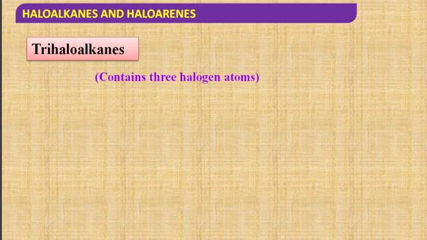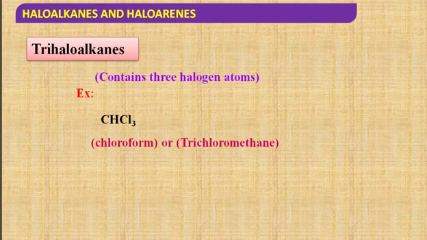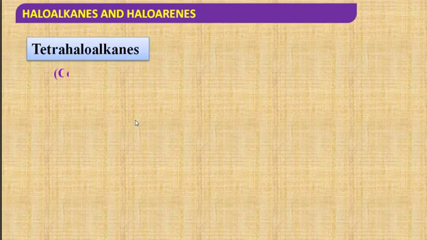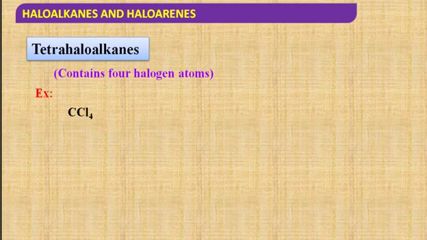Then we have another type of polyhaloalkane, that is trihaloalkane. Trihaloalkane contains three halogen atoms. For example, chloroform or trichloromethane. So here you can see there are three chlorine atoms. So it is a trihaloalkane. And tetrahaloalkanes contain four halogen atoms. For example, carbon tetrachloride or tetrachloromethane.